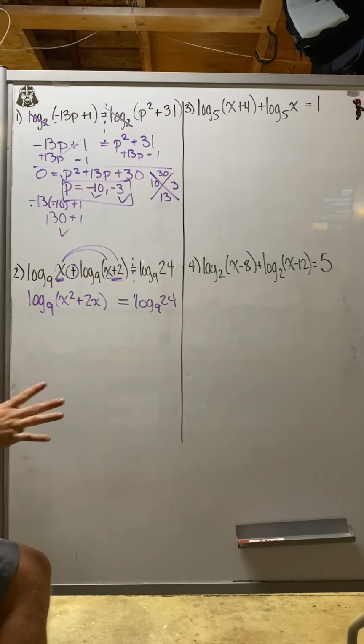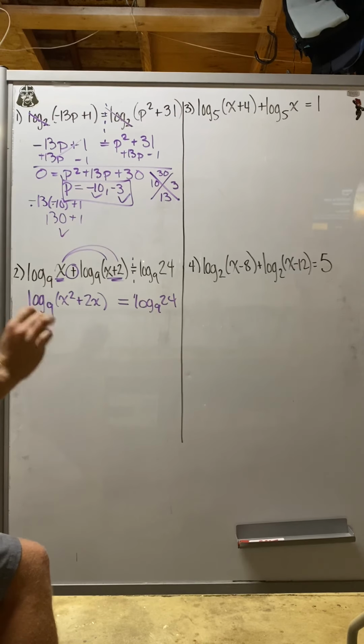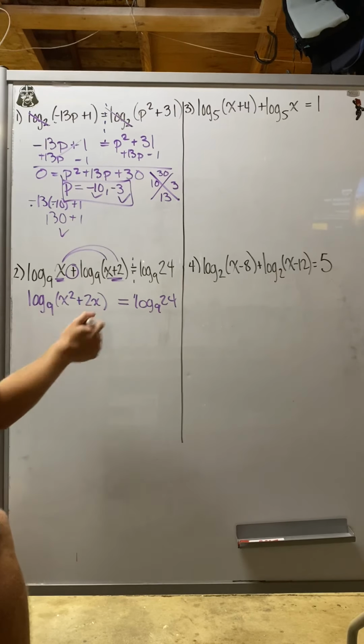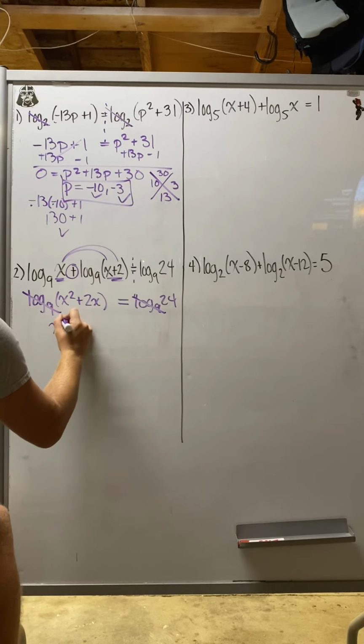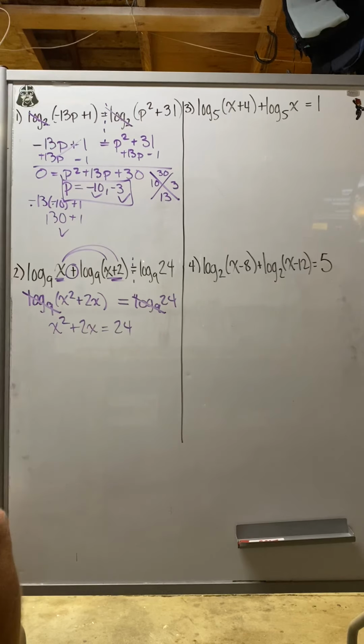Now, which case do I have here? Is this a log equaling another log, or a single log that I have to isolate? Well, I can look at it right here. Log equals log. So my next step is to drop the bases. I'll have x squared plus 2x equals 24.